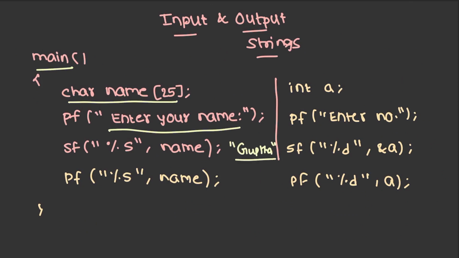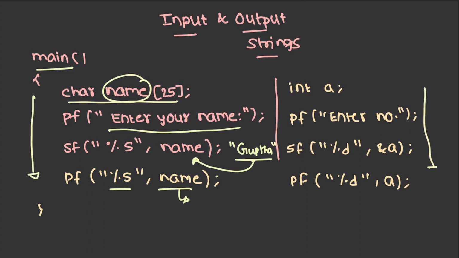Now, this I have entered through keyboard. When I have entered, it will actually store the name as Gupta, and name is a character array. And if I am printing, I can print it with the help of the same thing. One thing you need to observe here is, this is the program for taking input for a string and this is the program for taking input of an integer.